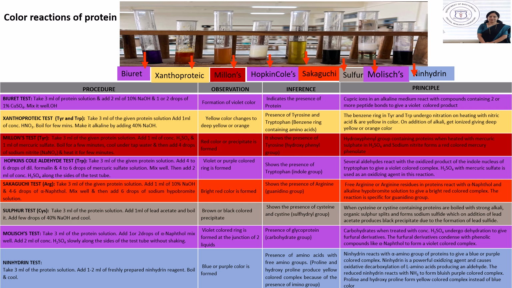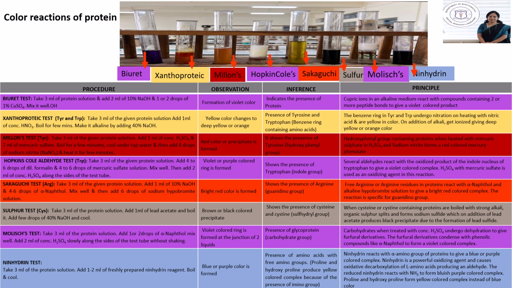Now what is the principle behind this test? The cysteine and cystine containing proteins, when treated with strong alkali, the organic sulfur splits and forms sodium sulfide. This in turn reacts with lead acetate to form a brown or black colored precipitate of lead sulfide. Next is Molisch test. A violet ring is formed at the junction of the two liquids. This indicates the presence of carbohydrate which is attached to protein, mainly the presence of glycoprotein.